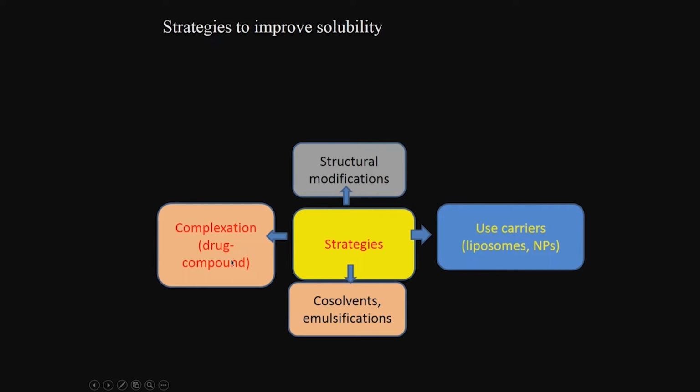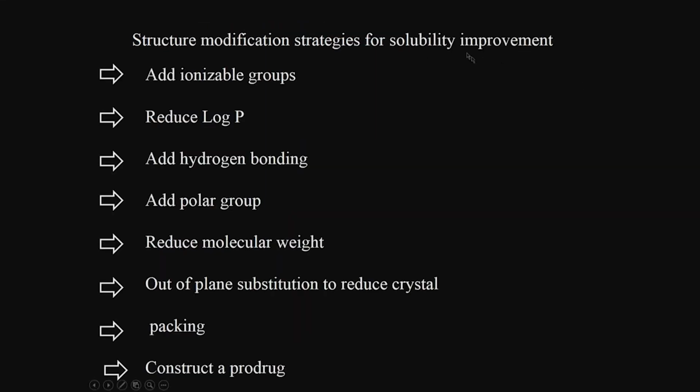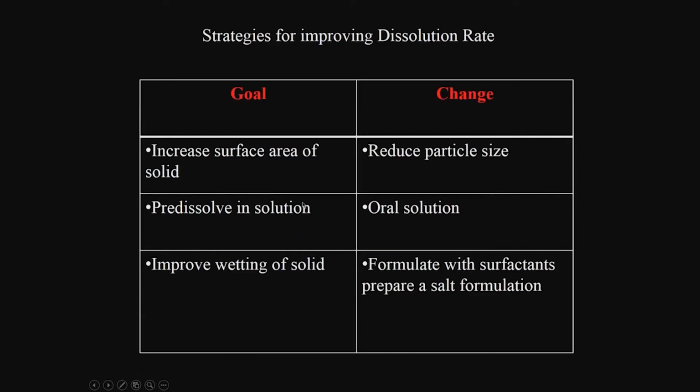These are strategies, but generally these three items do not come under drug discovery, they will come later, more of the pharmaceutics, whereas the structural modifications which we are talking about, we can call it a drug discovery process. So, adding ionizable groups, reducing log P, adding hydrogen bond, adding polar groups, okay, reduce molecular weight, out of plane substitution, I showed you one, so that the crystal packing is reduced, construct a prodrug. All these are various strategies which can improve solubility.